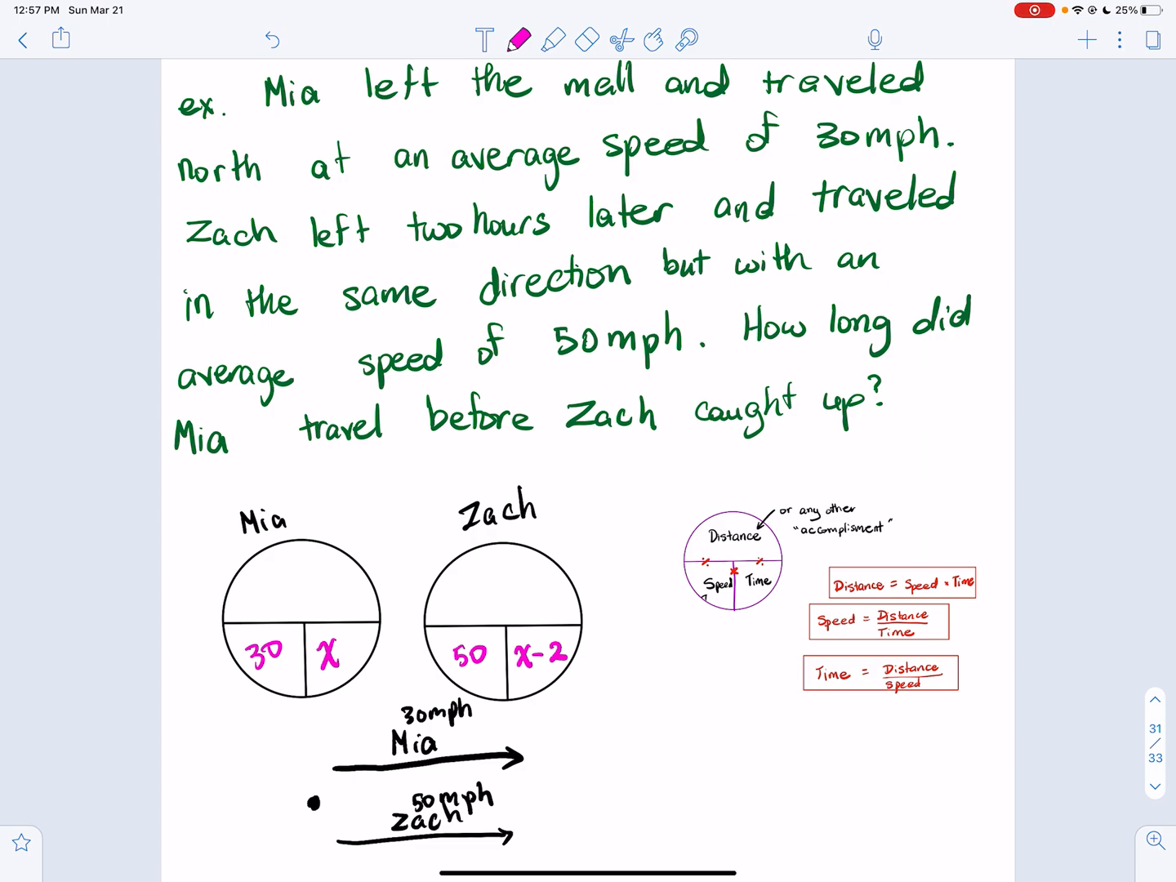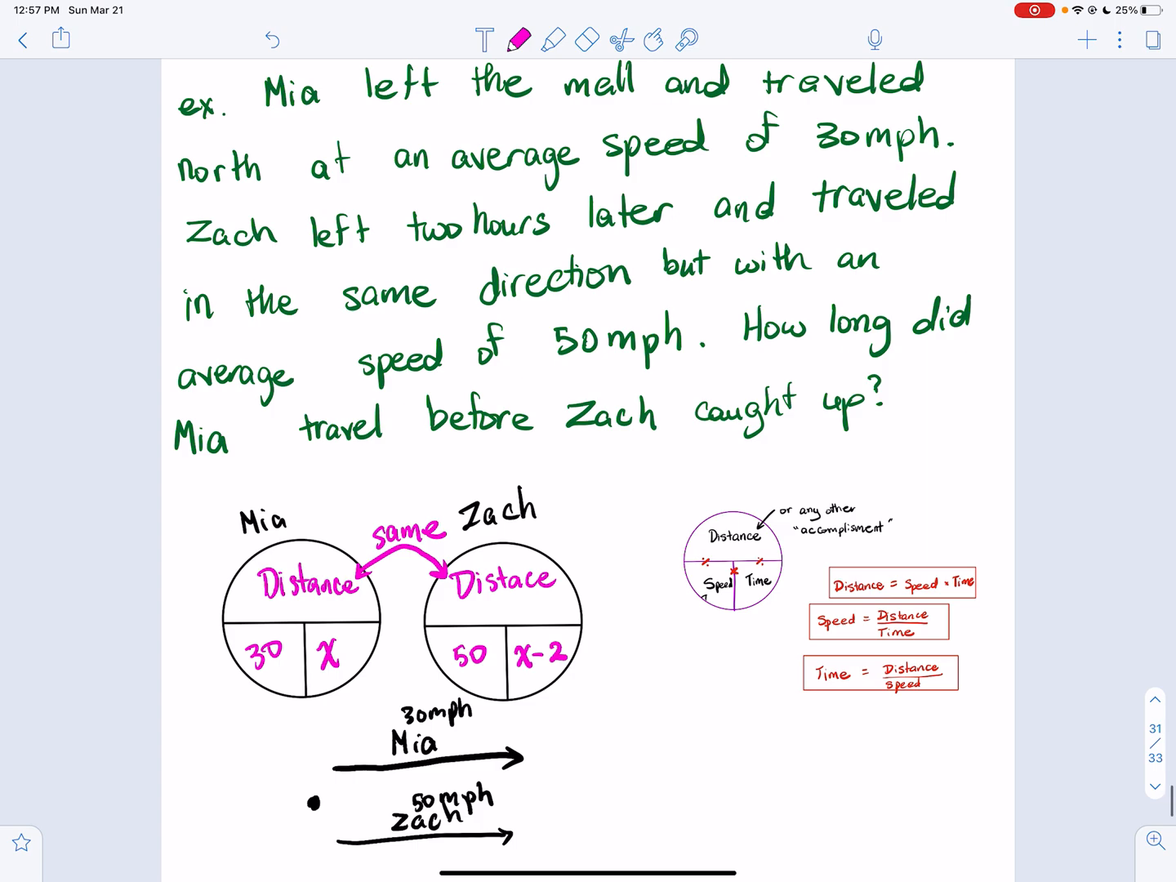Now, it seems like we don't know much. We don't know the distance either, which is problematic, but not as problematic as you think. We do know that Zach caught up to Mia, so whatever distance Mia traveled is the exact same distance that Zach traveled, because they caught up to each other. So the distance should be the same. There are a lot of unknowns here, but there is enough, because we know that distance is the same. We can set up an equation using that fact.